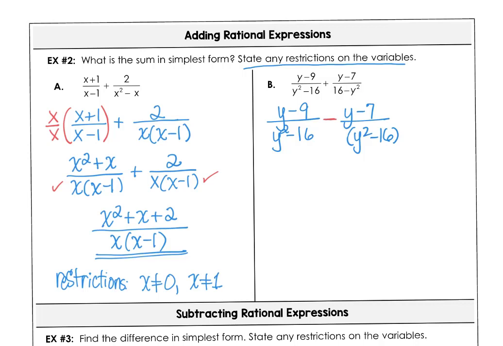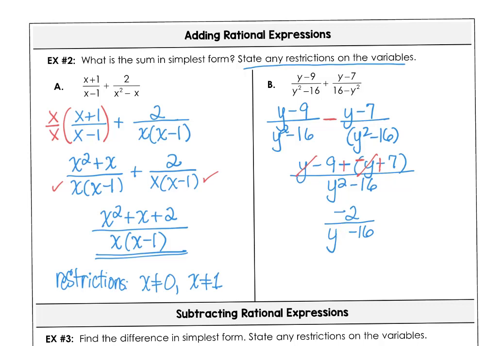And then we can combine like terms. So we've got y minus 9, and you've got to distribute that minus to both terms here. So we're going to have a minus y and a plus 7 over y squared minus 16. So y minus 9 minus y. So we're going to add the opposite here and the opposite here. Those y's are going to disappear. And negative 9 plus 7 leaves us negative 2 with y squared minus 16 in our denominator.